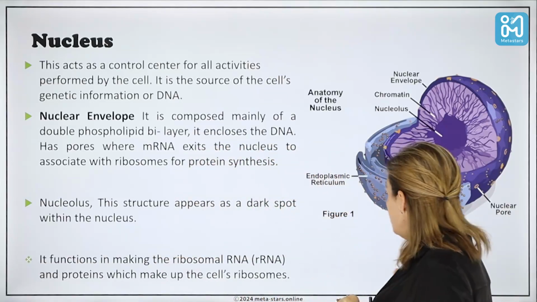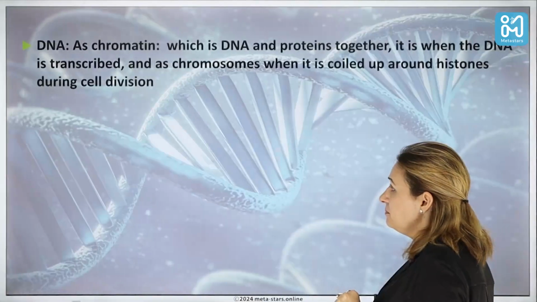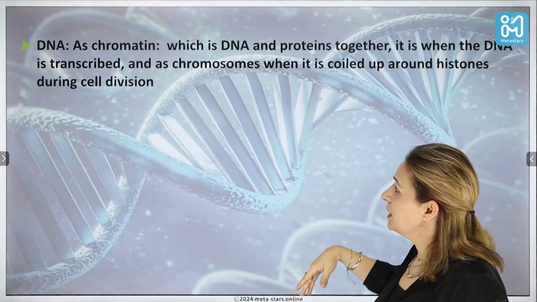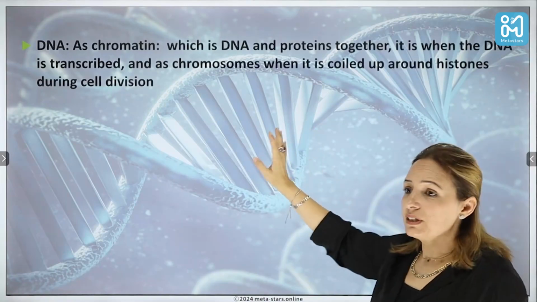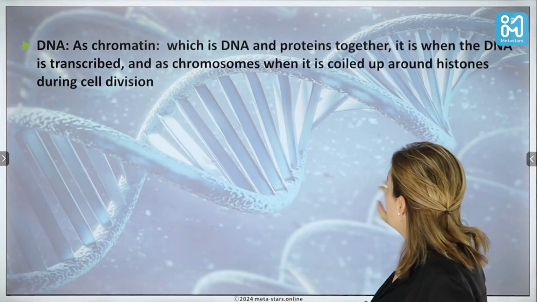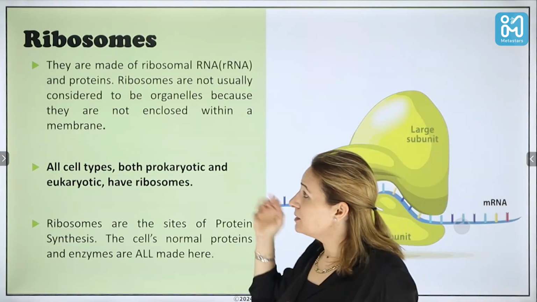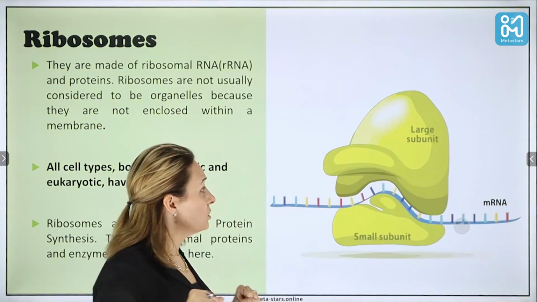All right. Now, looking at the DNA chromatin, this is a picture of the DNA. As we said, the chromatin is DNA along with the proteins, and whenever they are coiled, they are called the chromosomes. Let's move on now to the second organelle, which is the ribosome.